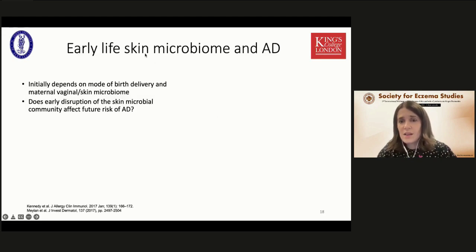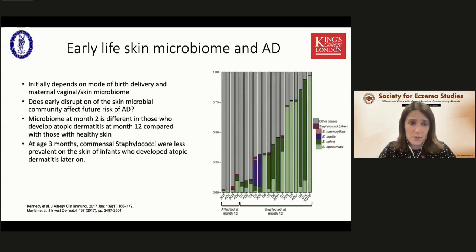We know that the early life skin microbiome initially depends on the mode of birth delivery. So babies born by vaginal delivery tend to have a skin microbiome which is more representative of the mother's vaginal microbiome, compared to babies born by cesarean section who have an early skin microbiome which is more similar to the mother's skin microbiome. And this has led to questions around whether early disruption of the infant skin microbiome affects our future risk of inflammatory skin disease like atopic dermatitis.